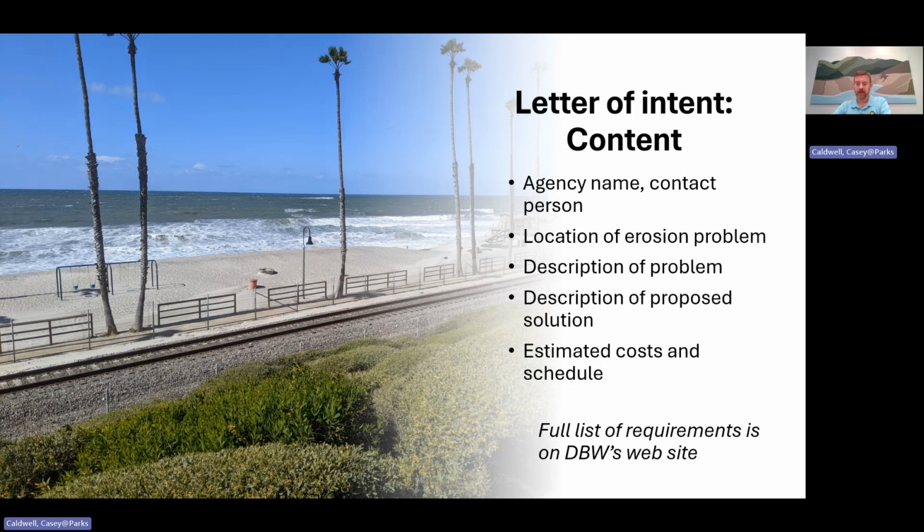And the letter of intent must also include a high-level cost estimate and a schedule estimate that we can use to assess whether it's the right time for your agency to seek funding through our programs. And we know that these estimates sometimes are very early and preliminary, and that's totally fine. Again, do the best you can.